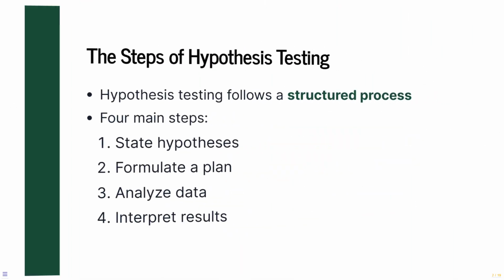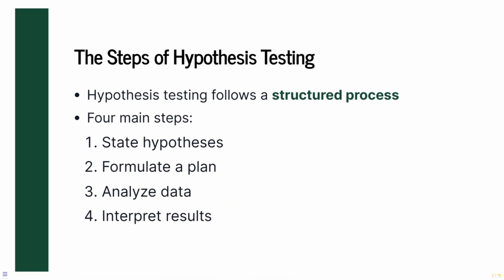Hypothesis testing follows a structured and systematic process. Rather than making decisions randomly, we follow a clear sequence of steps that guide us from the research question to a conclusion based on data. There are four main steps: stating the hypotheses, formulating an analysis plan, analyzing the data, and interpreting the results.